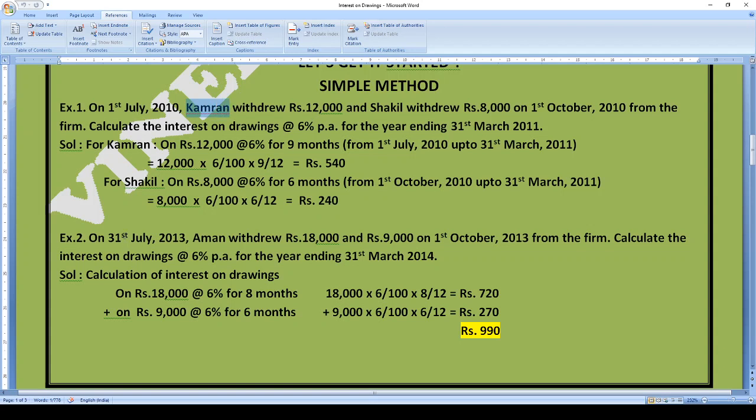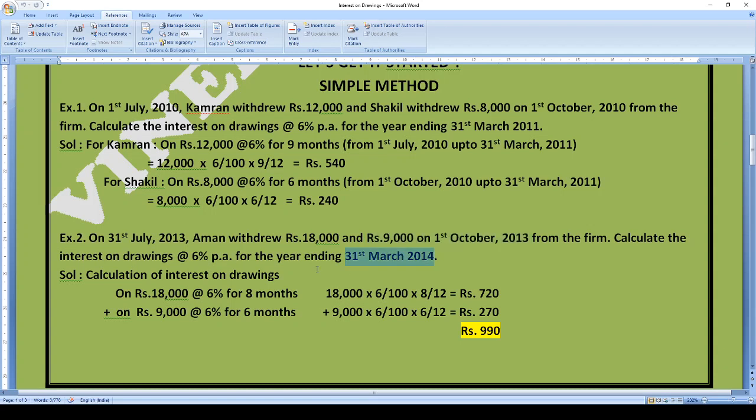But here in example 2, the same partner, Aman, had withdrawn twice in a year. That is, he withdrew rupees 18,000 on 31st July 2013 and rupees 9,000 on 1st October 2013. Right? The same partner had withdrawn twice in a year. Again, there is no difference. We'll have to apply the simple method only. So calculate the interest on drawing at the rate of 6% per annum for the year ending 31st March 2014.